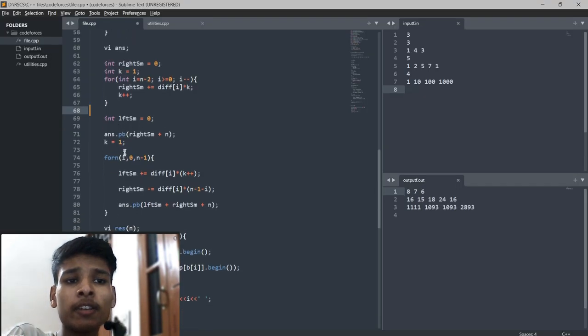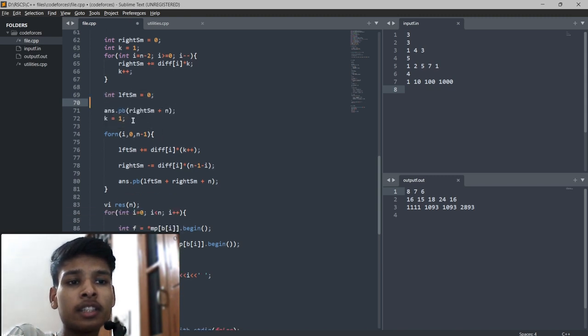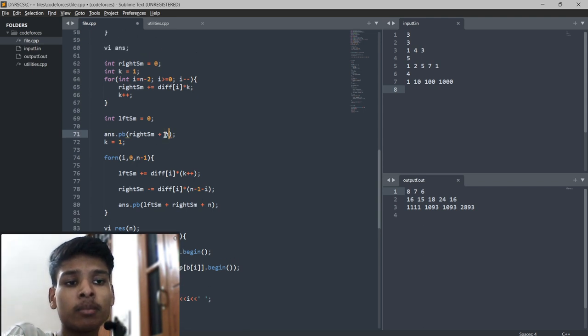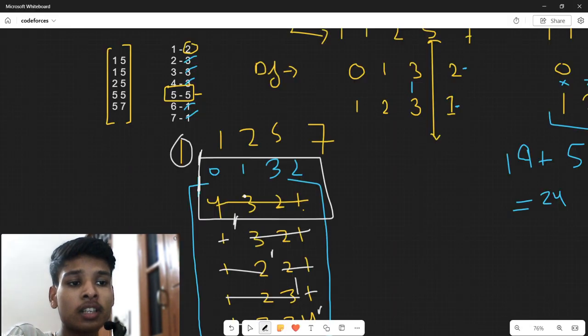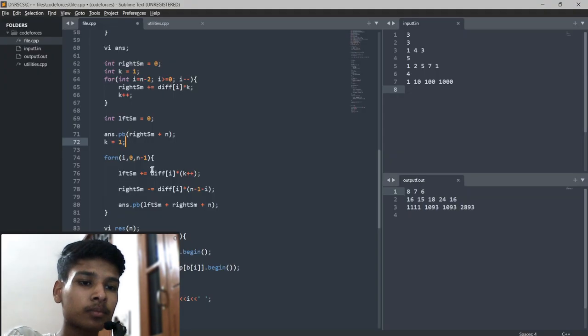Now I will also take my left sum. I will initially push the right sum plus n, because this number doesn't count in this sum. So I have to add an extra n for this number.